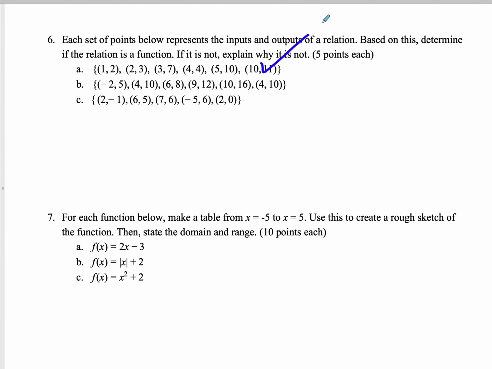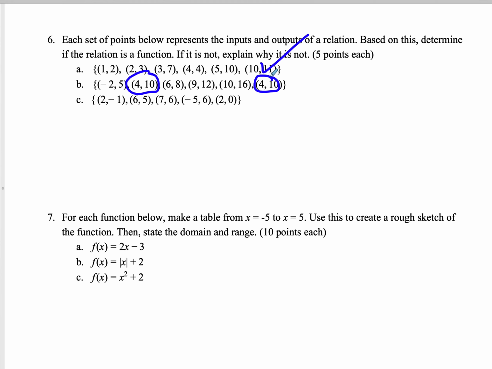Now, where I got some people, the gotcha was kind of number B. You can see that 4, 10 is actually repeated twice. Or rather once, I suppose. So it's repeated, but look, that's actually okay because that input still has one output.